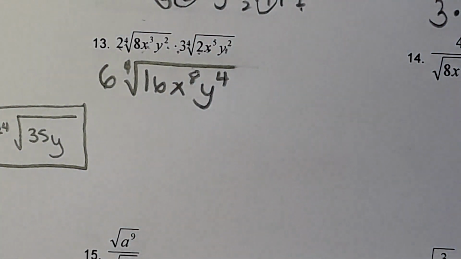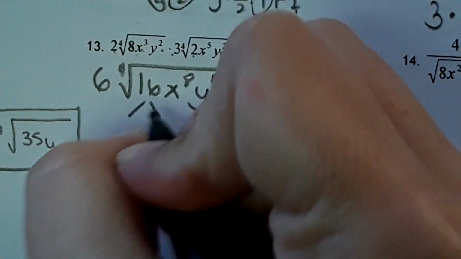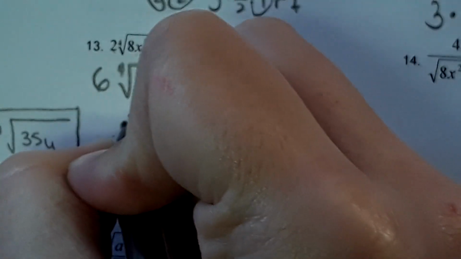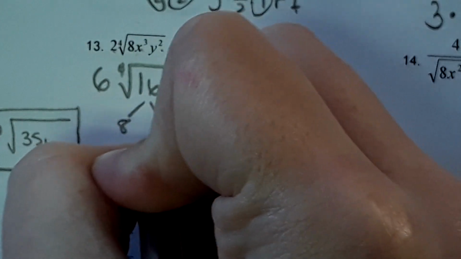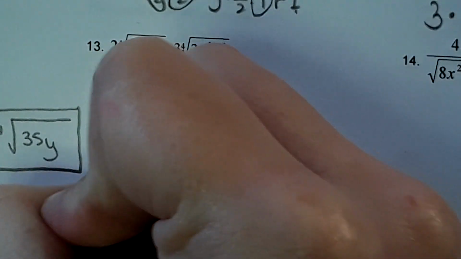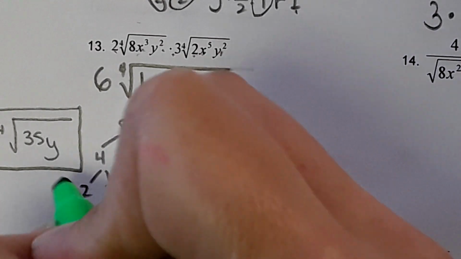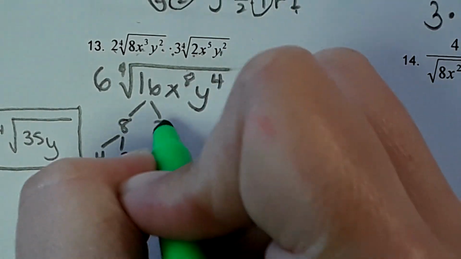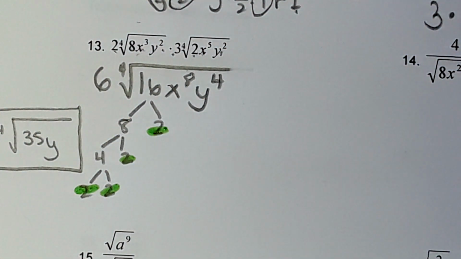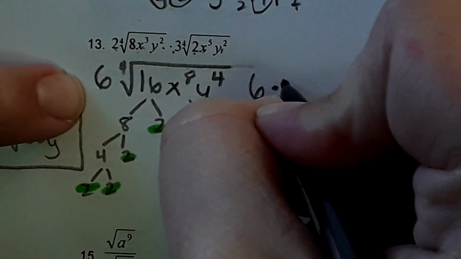Okay, so I'm going to deal with things separately. The number first, breaking that up. Okay, so because it's fourth root, I'm looking for 4 of a kind. And there are definitely 4 2's here as the smallest factor. So taking that outside the house, I'm going to do 6 times 2 outside.